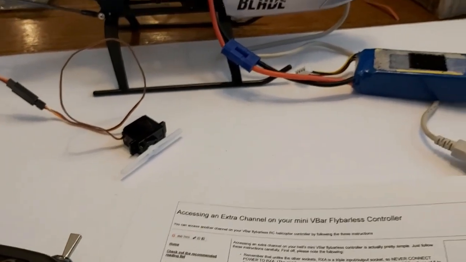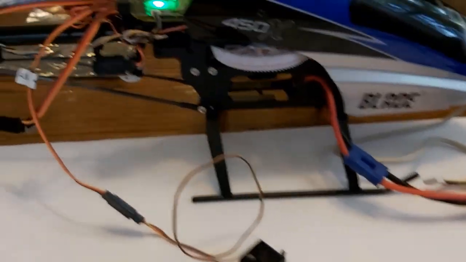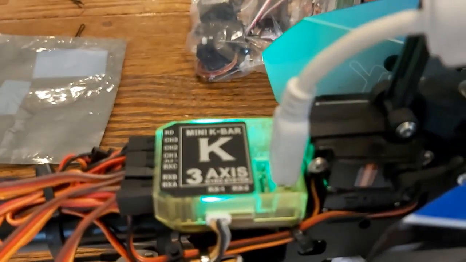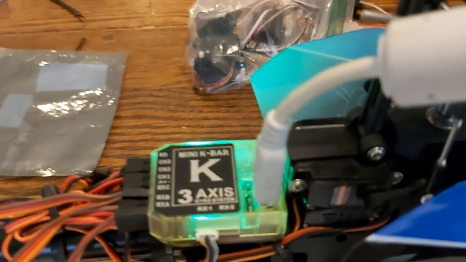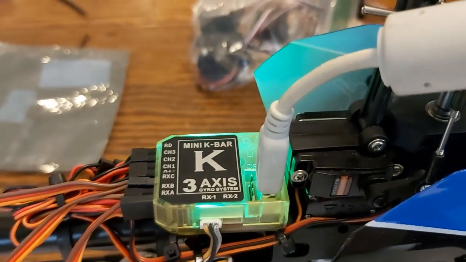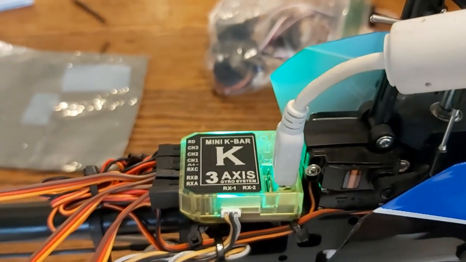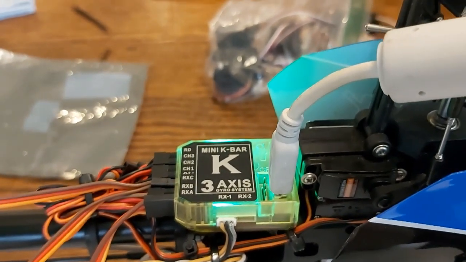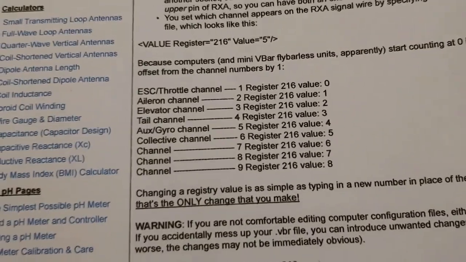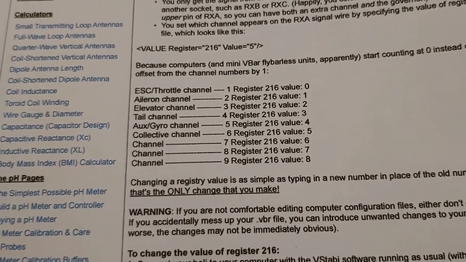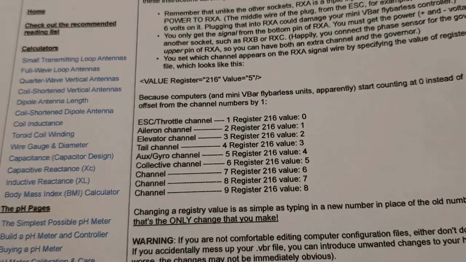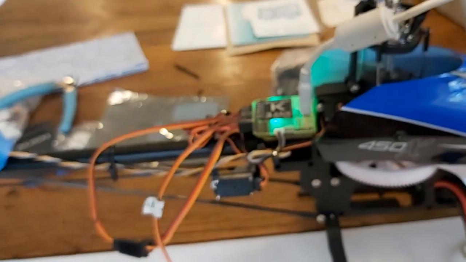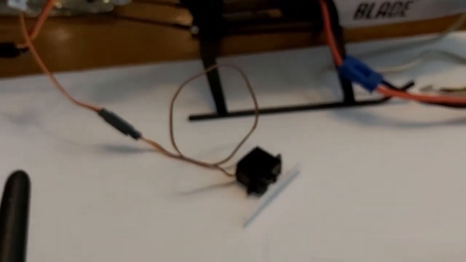So that's, in summary, how we take advantage of some of the signals that can come out on the kbar here on that RxA. Edit the file in register 216 to output one of these values that we want out on it. In my case, I wanted channel 5 for a gear channel. With it, loaded that into the helicopter. We went over all the wiring with the Y cable and different things. And now I have a way to control this.